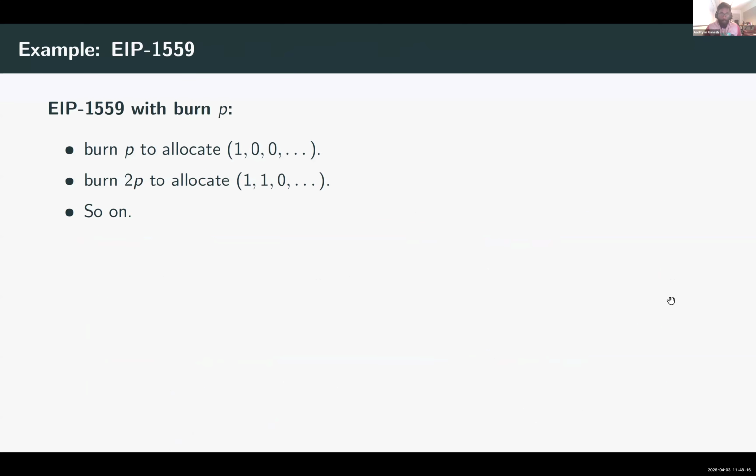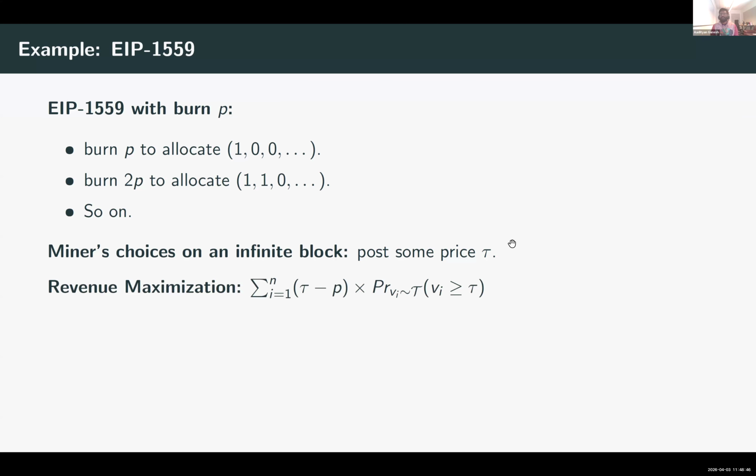So we'll go over an example. We look at EIP 1559 and see if this is similar to what we did before. So the menu description of EIP 1559 is as follows. If you want to allocate only one user, you have to burn P. If you want to allocate two users, you have to burn 2P, and so on. As we mentioned before, the miner's choice on an infinite block is basically posting some price tau. And then it gets a revenue of tau minus P if a particular user is included. So this is basically the expression that I had written in the previous slide. The miner gets a revenue of tau from a particular user, while P is the burn that is charged to the miner for including a particular user.